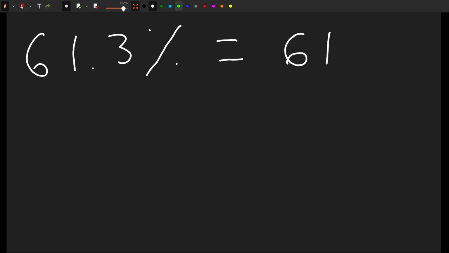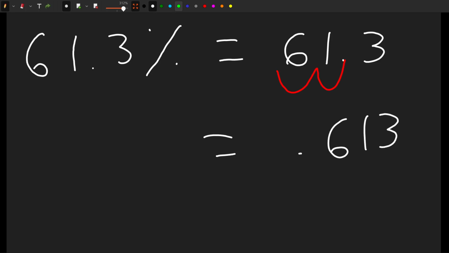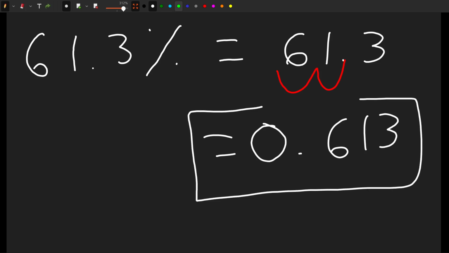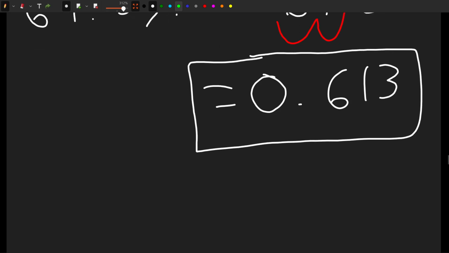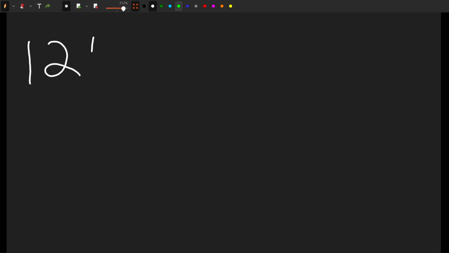I have 61.3. I'm going to move my decimal 2 spots to the left now, and I'm going to get 0.613. Additionally, you can put a 0 in front of the decimal point. I prefer to, so then you get 0.613. Sorry, 0.613. I keep saying percent. I shouldn't say percent. Alright, the last problem we'll do of these is 121.38%.